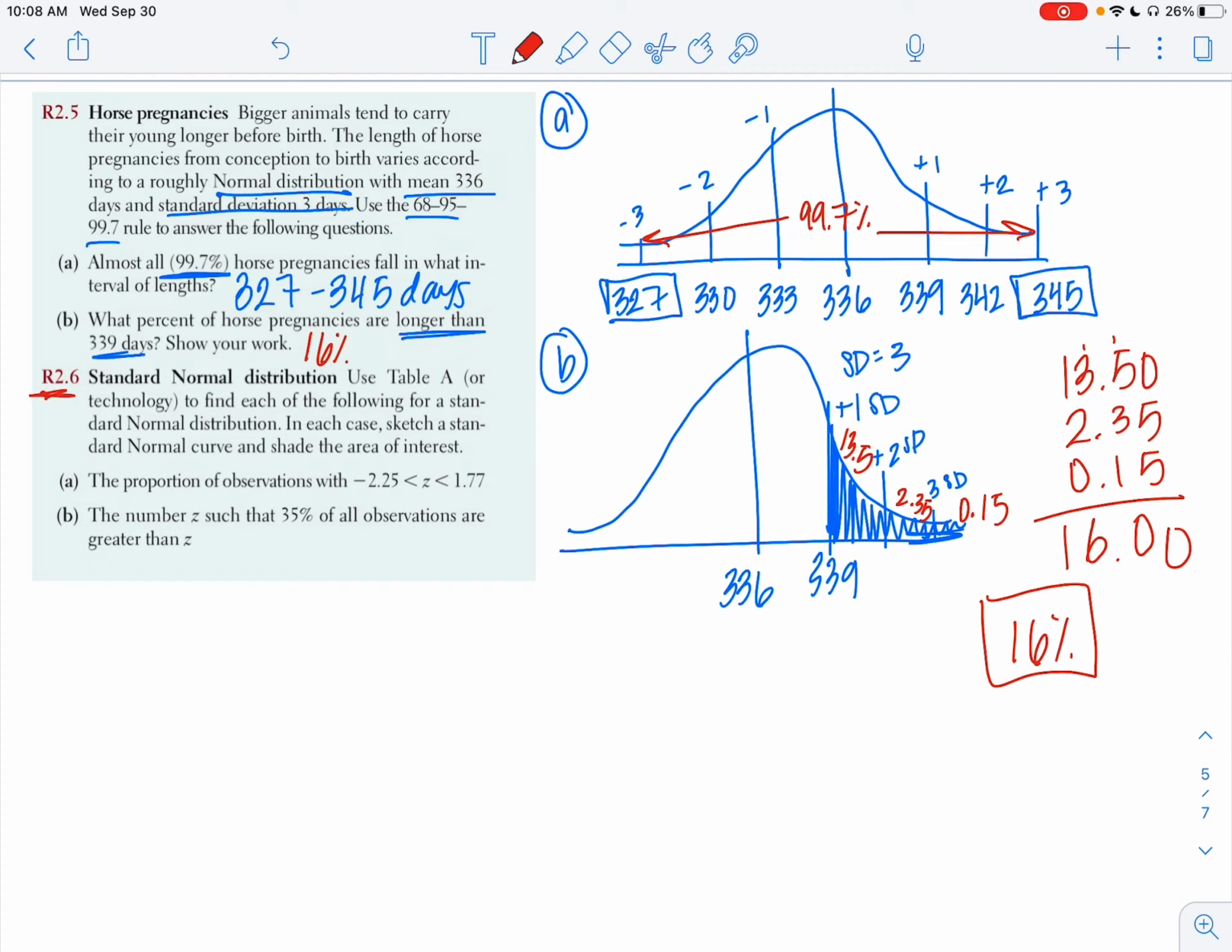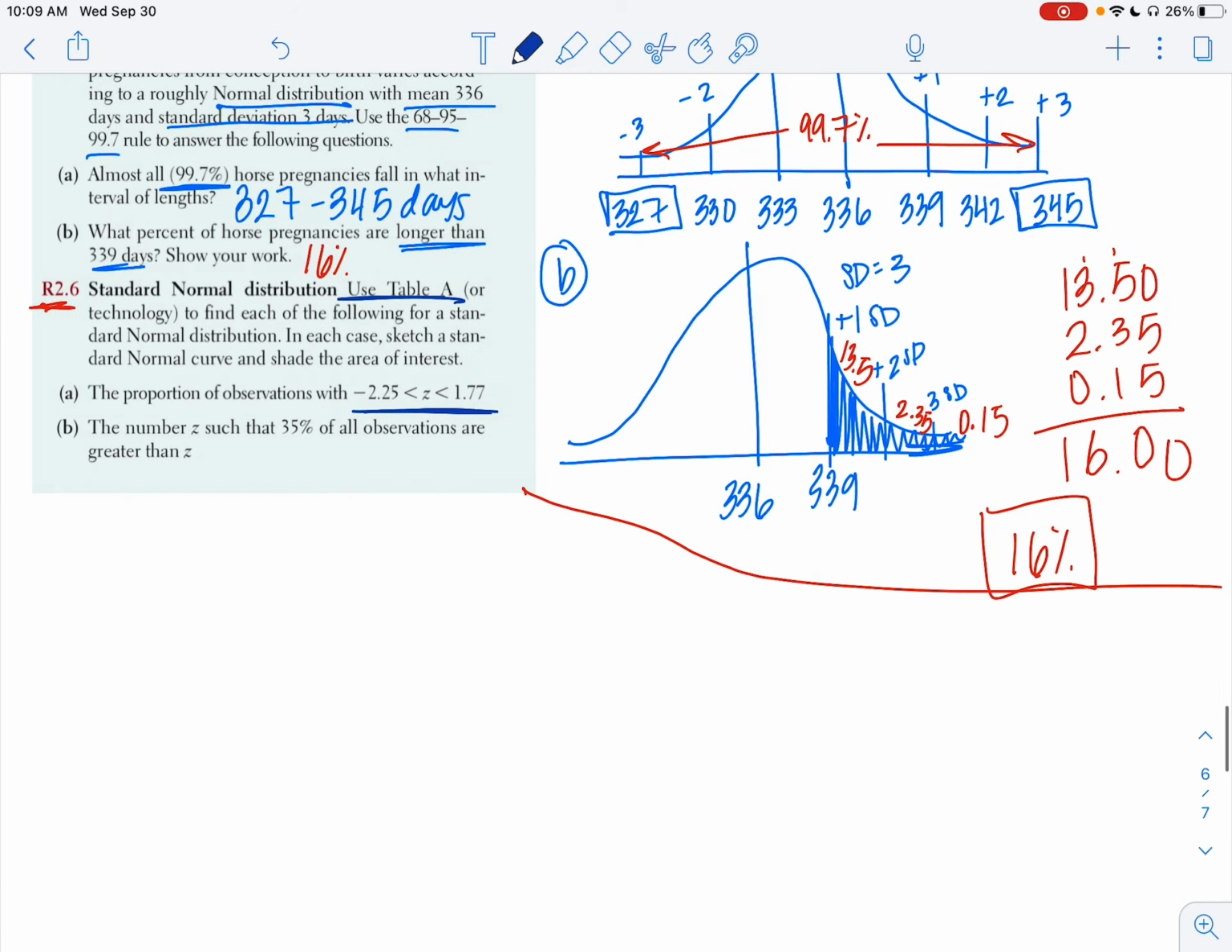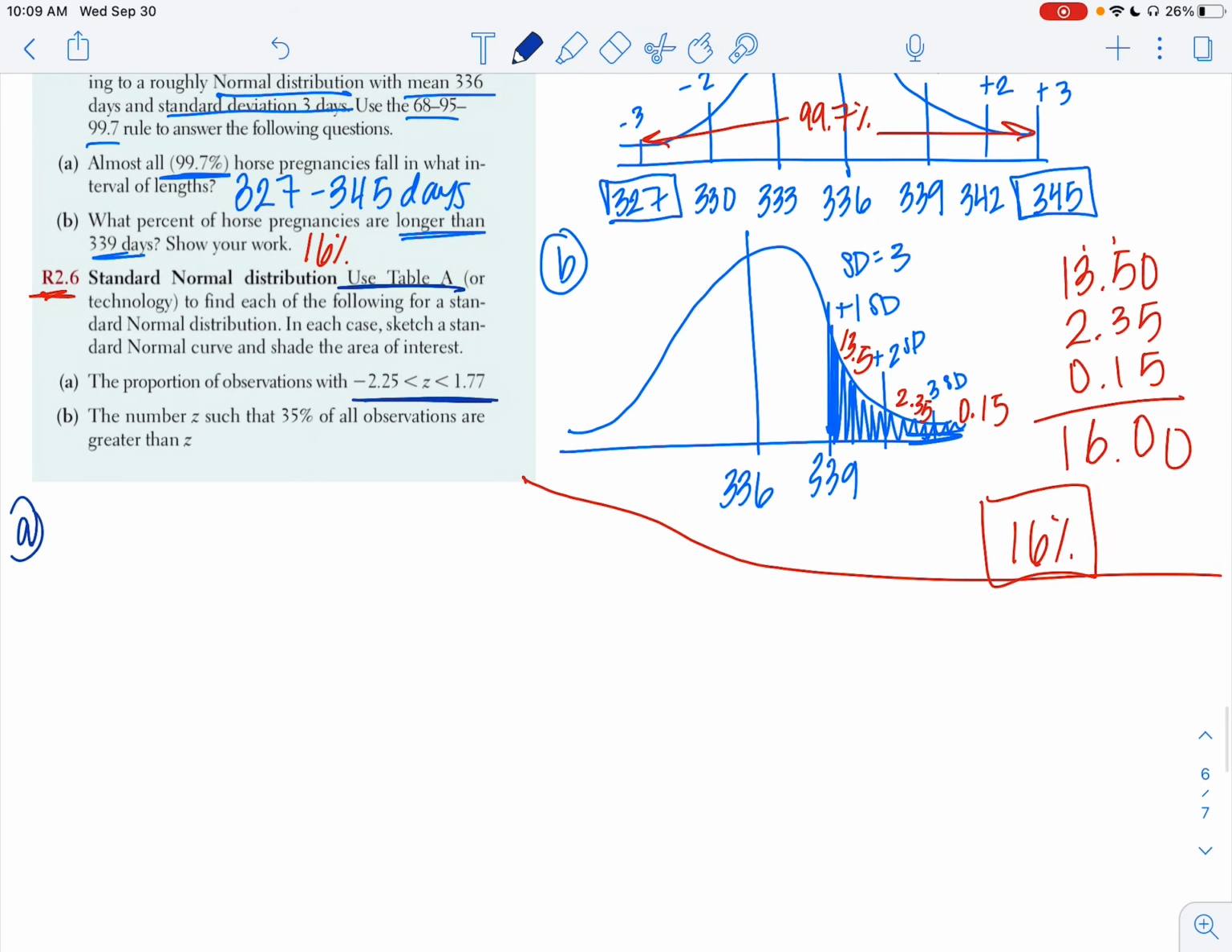All right, if you continue to number 6, we'll look at a second problem. Use Table A or technology to find each of the following for a standard normal distribution. In each case, sketch a standard normal curve and shade the area of interest. So the proportion of observations with this z-score. We can start by just drawing the curve.